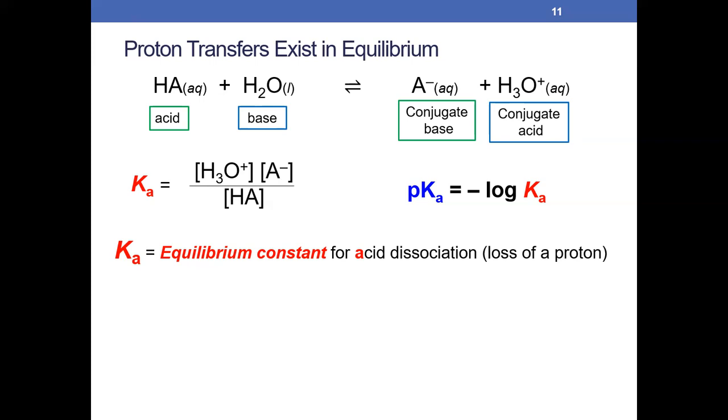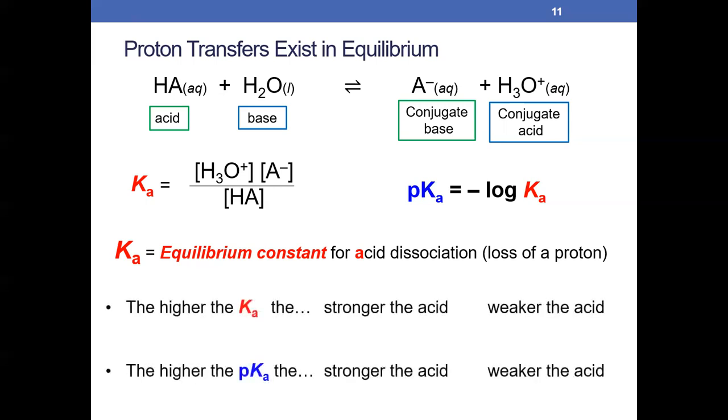So this is our Ka expression, our equilibrium constant for acid dissociation. Water is going to be our other species with our acid, and we're always going to have H3O+ as one of our products. From here, give about a minute or so, talk about this with your table, and determine whether a higher Ka value is going to result in a stronger or weaker acid, and whether a higher pKa value is going to result in a stronger or weaker acid. Figure out what kind of scale we're on in terms of Ka versus pKa, and which defines a stronger or weaker acid.